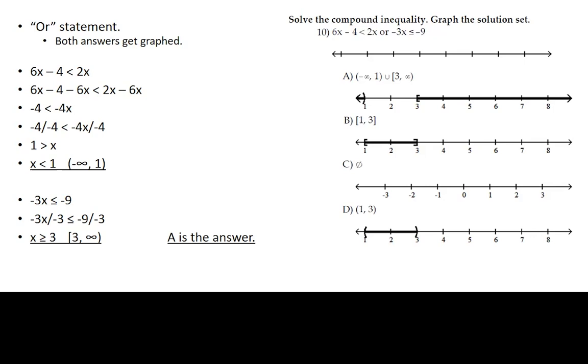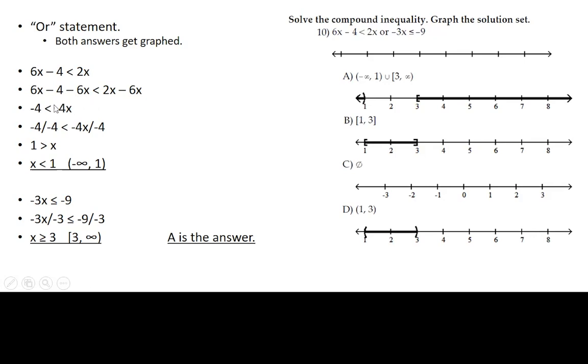So we start with 6x minus 4 is less than 2x. We solve it just like we would an equation. We want to get the x's on the same side. So I go ahead and subtract 6x from both sides. Why did I subtract 6x from both sides and not 2x from both sides? Well, I could have done 2x, but that would give me extra steps because then I would still have to move the numbers to the other side. Moving the 6x over gets the x's on one side and numbers on the other side in one step.